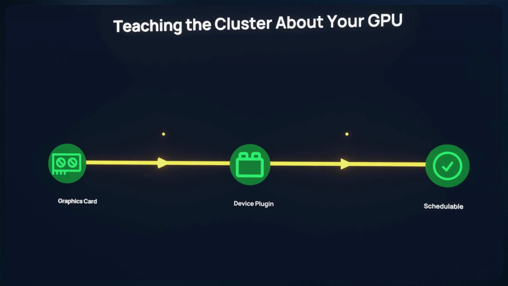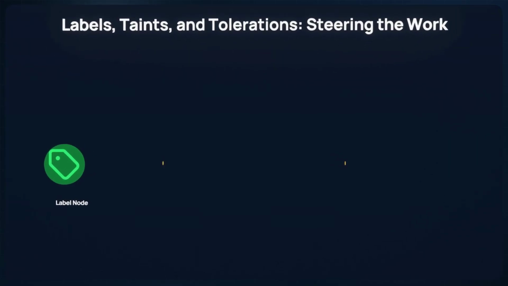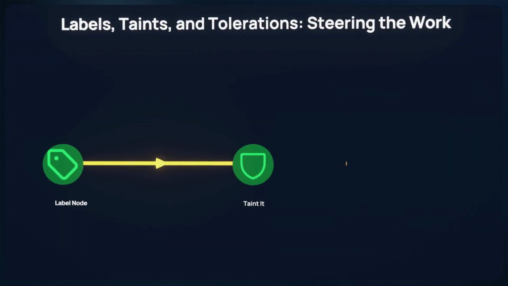Once that's running, the magic works. A job can literally request one GPU as a resource, and the scheduler will only ever place it on a node that has advertised one. Now you want control over where things land, and Kubernetes gives you 3 tools.